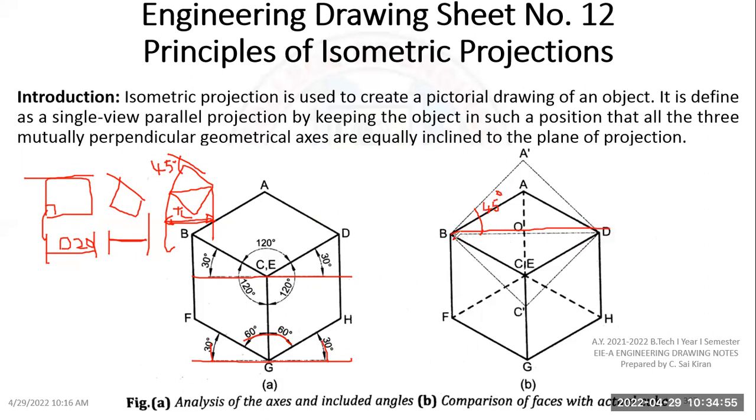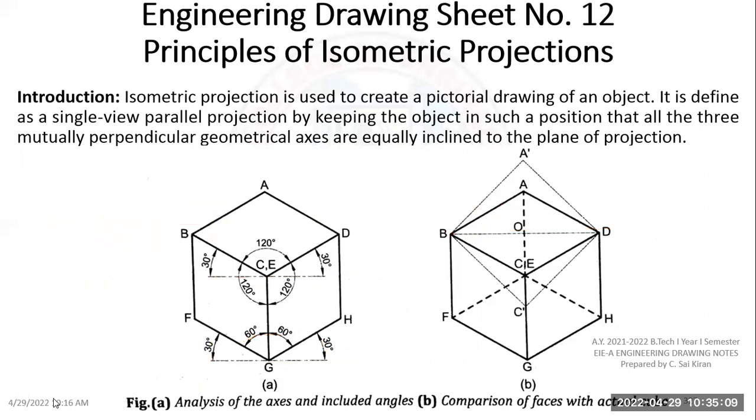Similarly, if I rotate it by 30 degrees, this is my 30 degrees line, so the length will be reduced. So what is the reduction of the length? I need to calculate it. This can be asked as a 2 marks question, which will be discussed in the next slide.